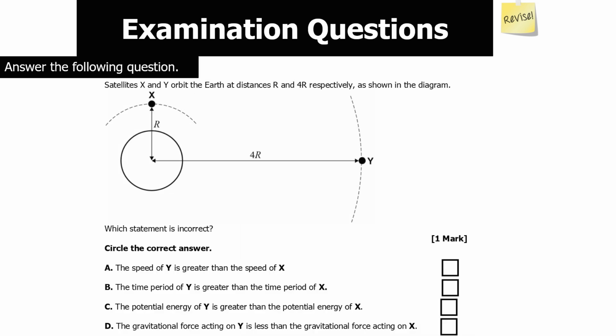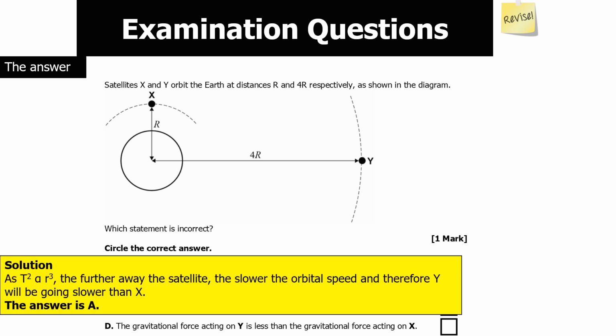The next question says, satellites X and Y orbit the Earth at distances r and 4r respectively as shown in the diagram. Which statement is incorrect? So pause the video now, then unpause the video when you want to go through your answer. Right, so how do you answer this question? Well, we know that T squared is directly proportional to r cubed, Kepler's law of orbits, the further away the satellite, the slower its orbital speed, and therefore Y will be going slower than X. So from that idea, the only correct answer can be A.